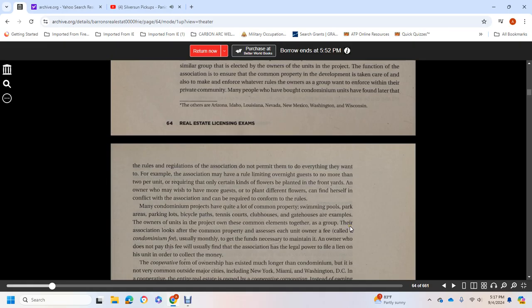For example, the association may have a rule limiting overnight guests to no more than two per unit, or requiring only certain kinds of flowers to be planted in the front yards. An owner who may wish to have more guests or plant different flowers can find herself in conflict with the association, and is required to conform to the rules.